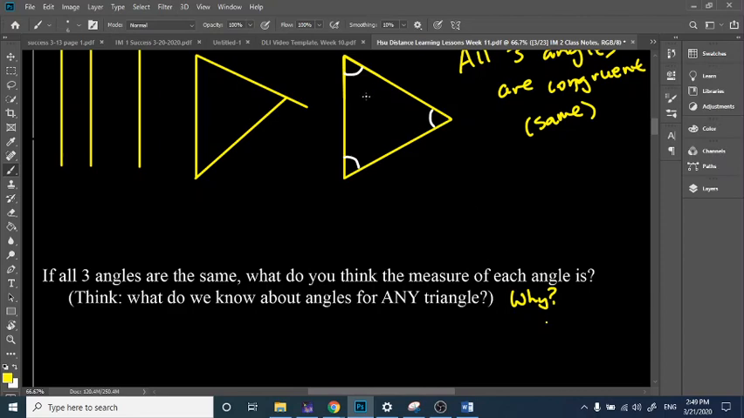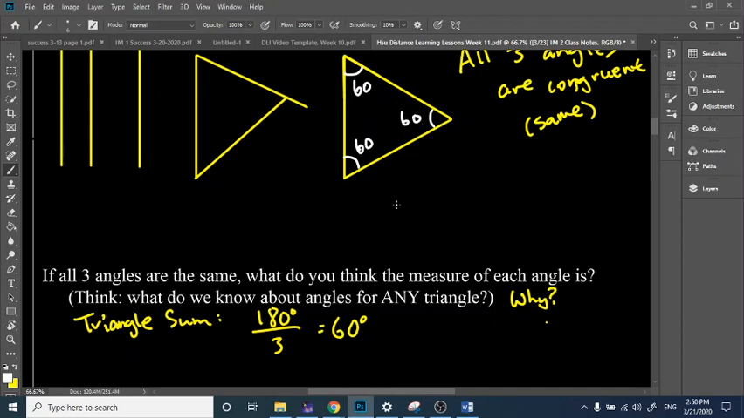So inside of a triangle, what's the total? Remember this thing? Triangle sum: the sum of interior angles is 180 degrees. If they're all the same, how many angles are there? There's 3. So that should give us 60 degrees. Inside there we have 60, 60, and 60. If we add them together, we end up with 180. And they're all the same, so that works. 60 degrees all around inside.